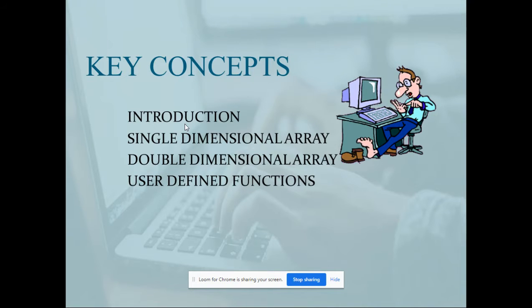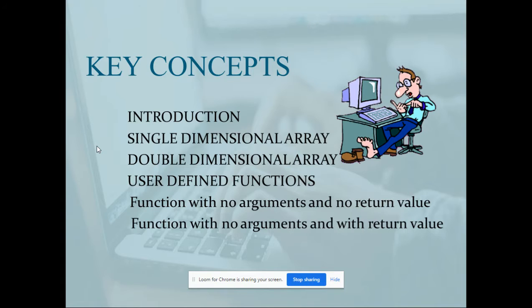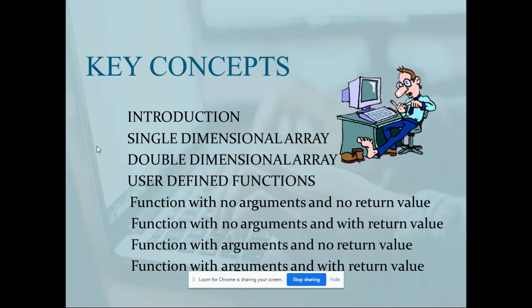So you have two different types of functions. One is user defined functions and the other is predefined functions. So first, what is a function and what is a user defined function? Then what are the different function callings, that is function with no arguments and no return value, function with no arguments and with return value, functions with arguments and no return value, and at last functions with arguments and with return values. All these concepts we will be studying in this chapter.